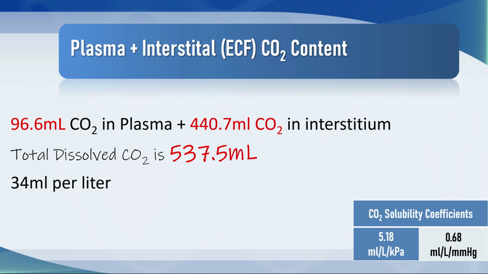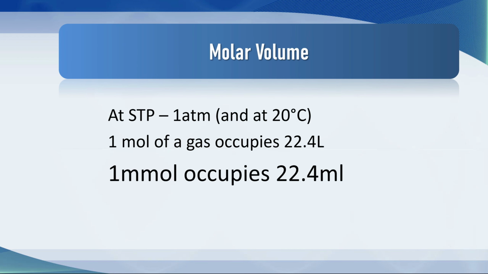This number grossly underestimates the amount of carbon dioxide dissolved in extracellular fluid because of the bicarbonate. And bicarbonate can be turned into CO2 gas. And we can calculate that out by calculating out the molar volume. At standard temperature and pressure, 1 mole of gas occupies 22.4 litres, 1 millimole occupies 22.4 mils.